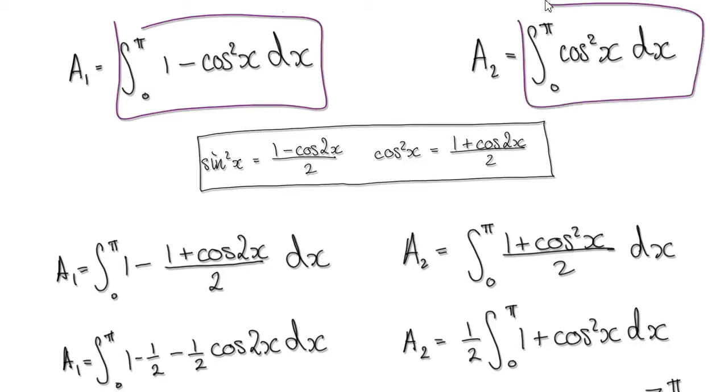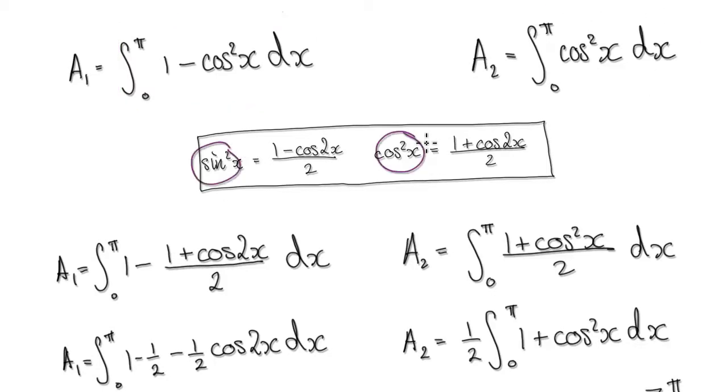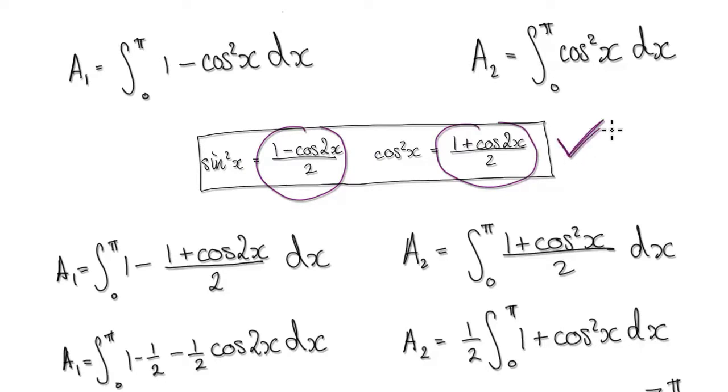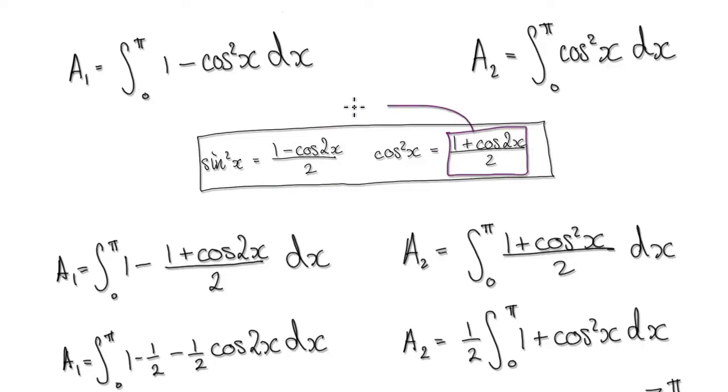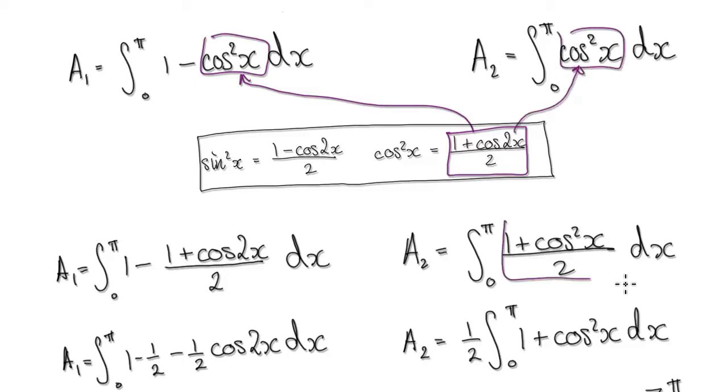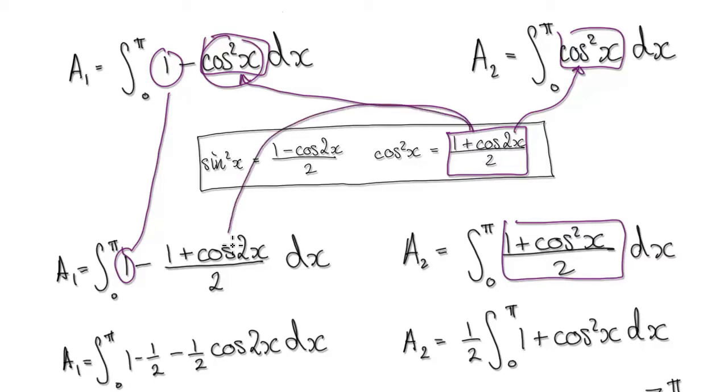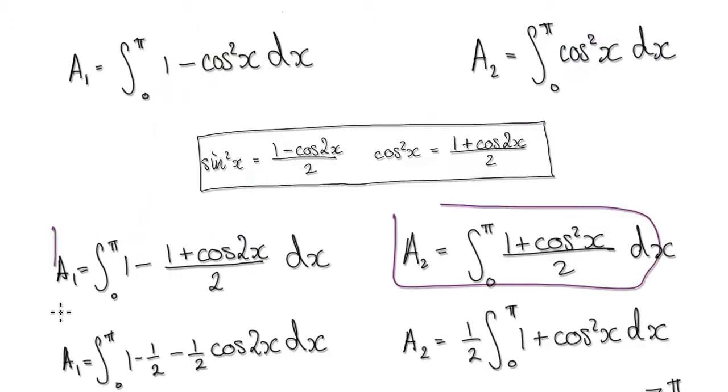And remember, to integrate sine squared or cos squared, you have to use this formula. To integrate sine squared you have to use this, to integrate cos squared you have to use this. We've already seen this, so I'm expecting you to know this by now. In our case, we need to use cos squared, so we've got to put this into the cos squared. So A2 would then become this. For A1, you've got your 1 here, and then you take away this thing here. So A2 is given by this, A1 is given by this.